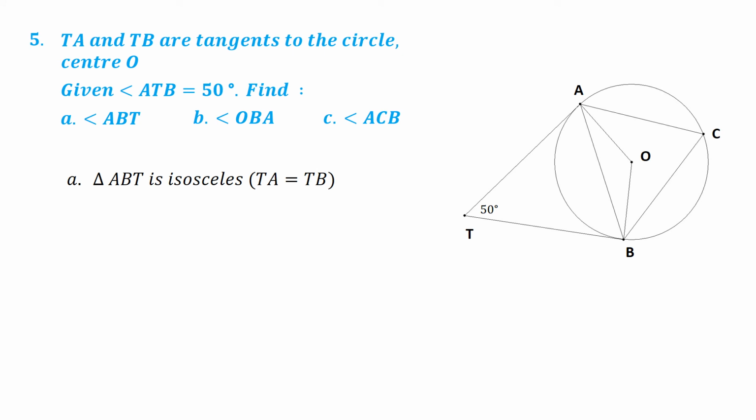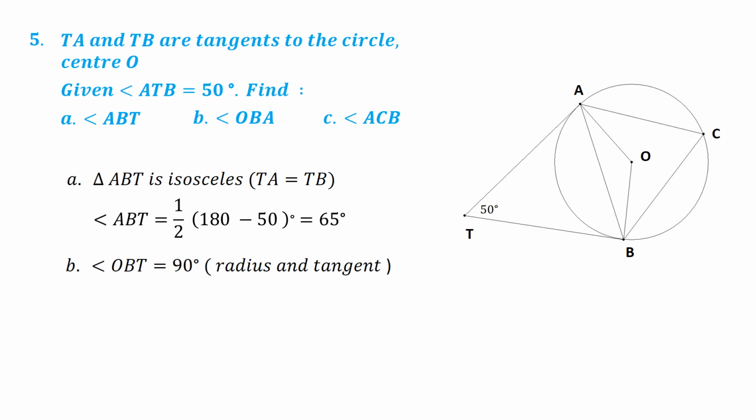Triangle ABT is isosceles. TA equal TB. Angle ABT equal 65 degree. Angle OBT equal 90 degree. Radius and tangent. Angle OBA equal 25 degree.